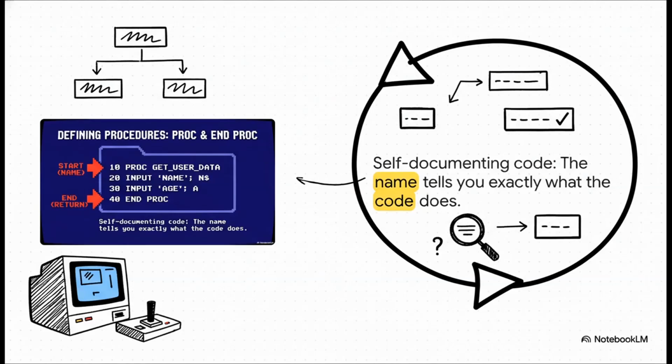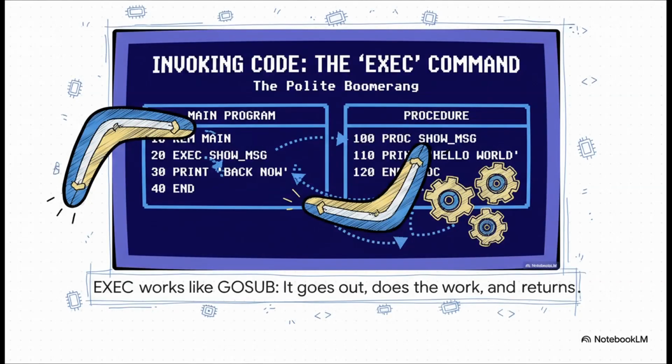So instead of GOSUB 1000, you can now have a procedure called PROC get user data. Your code instantly becomes self-documenting. You know exactly what that block of code is supposed to do just by reading its name. No more hunting for line numbers. So how do we actually run these procedures?